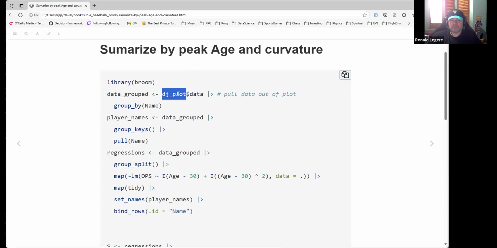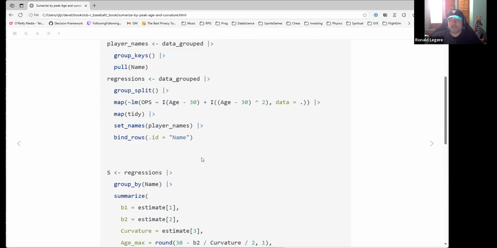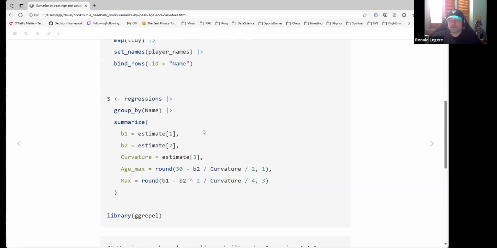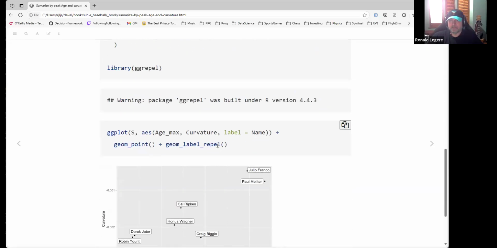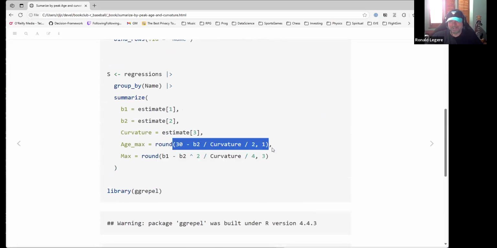I wonder if it's possible to pull the regression lines out of the plot too, but he makes a new regression line on it this way. I guess he wants to do this so he can calculate the peaks and everything, and then calculate the maximum ages and things again. Another repeating of the same code.